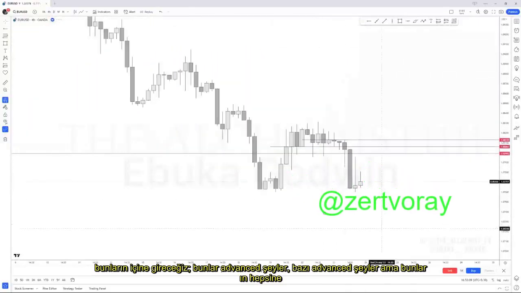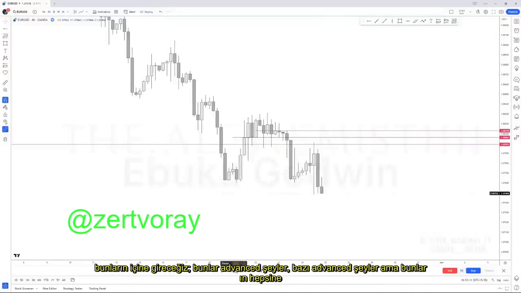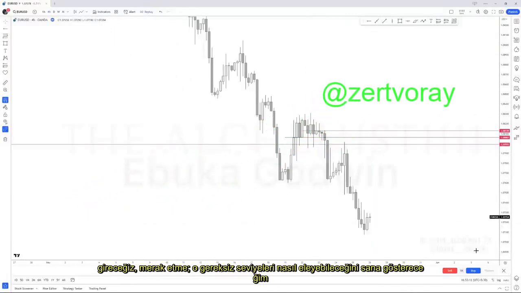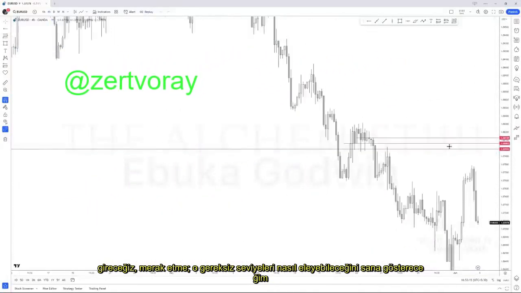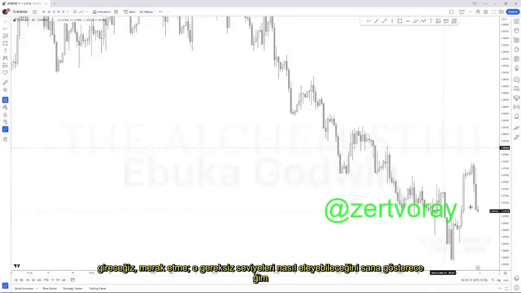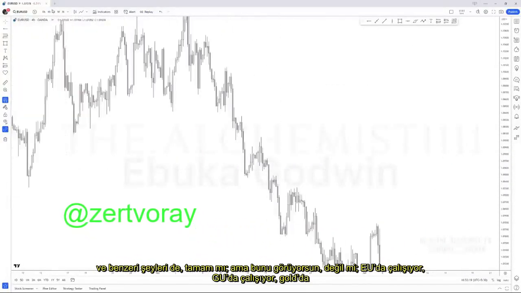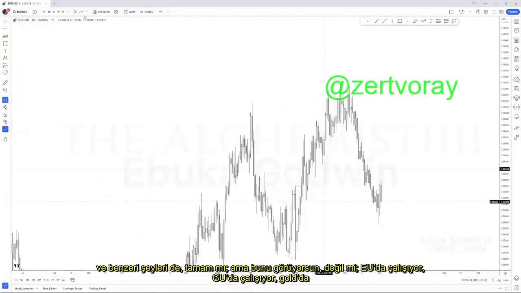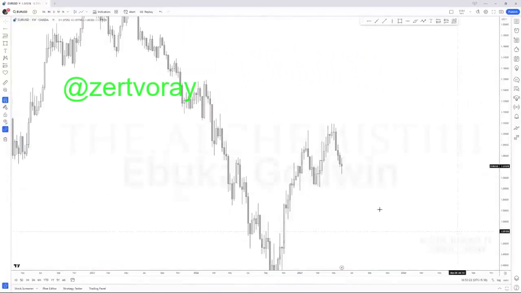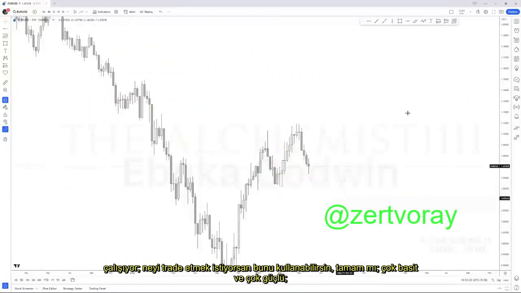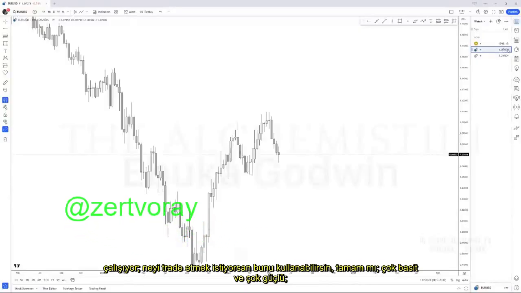Now we will go into this. These are some advanced stuff, but we will go into that. Don't worry, I'll show you how to filter out those unnecessary levels and all of that. But you see this, right? It works on EU, it works on GU, it works on gold. Whatever you want to trade, you can trade with this. Very simple, and it's very strong.